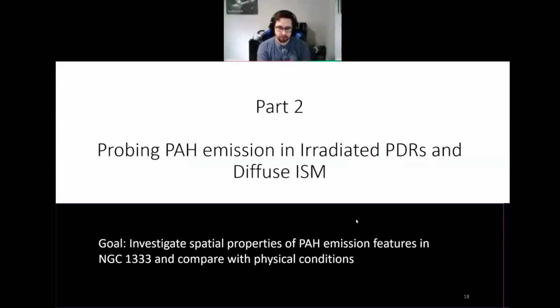So in part 2, I want to move on to talking about my study of the reflection nebula NGC 133. So our goal is to characterize the PAH emission as well as the physical conditions within this nebula and see if there's any real variations between the irradiated PDR and the diffuse ISM surrounding the source.